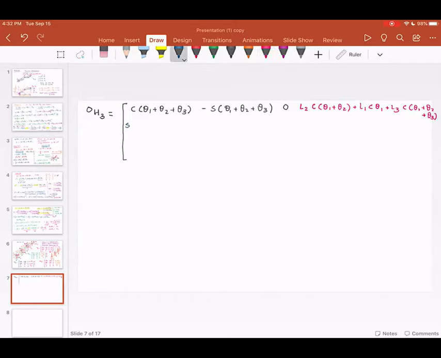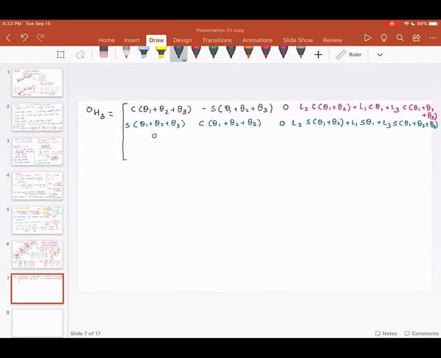Second row looks like sine of theta 1 plus theta 2 plus theta 3. Then it looks like cosine of theta 1 plus theta 2 plus theta 3. Then you have a 0, and then you have L2 sine theta 1 plus theta 2 plus L1 sine theta 1 plus L3 sine theta 1 plus theta 2 plus theta 3.